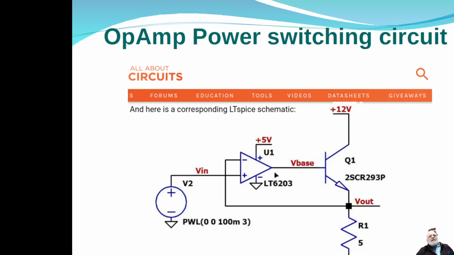So in this circuit, the op amp here just runs off of 5 volts. It doesn't need a negative like some op amps. So some op amps can run off just a single 5-volt source. So this is an LT6203, and it can output about 200 milliamps.